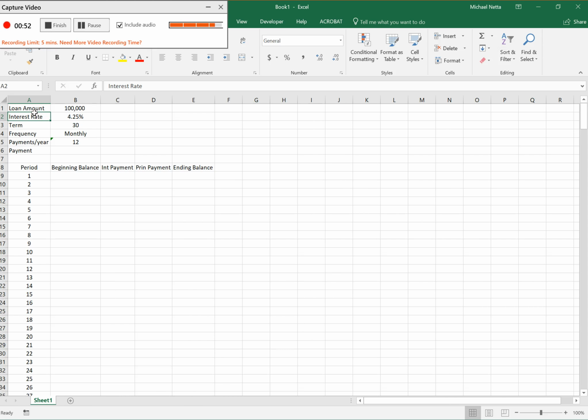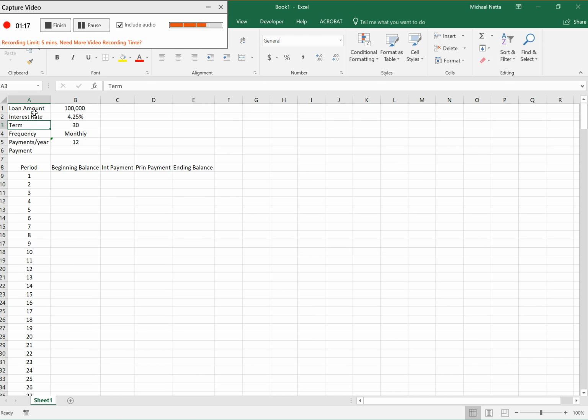The second variable is the interest rate. This is what the bank charges the borrower for the right of borrowing those funds and losing income over a period of time, or the period of time that the loan is outstanding. Let's say that this $100,000 loan carries a 4.25% annual interest rate.